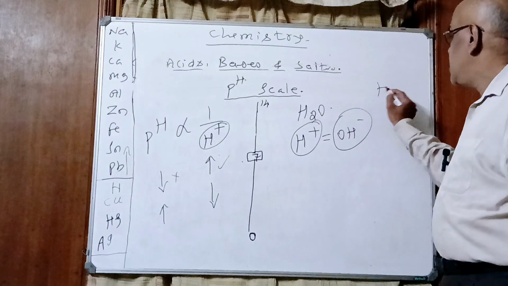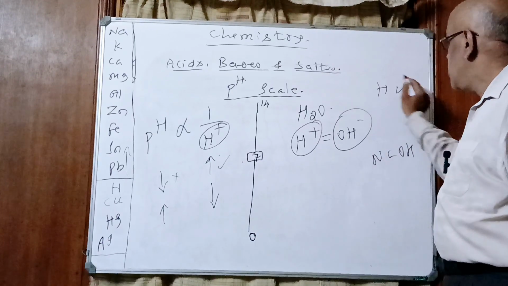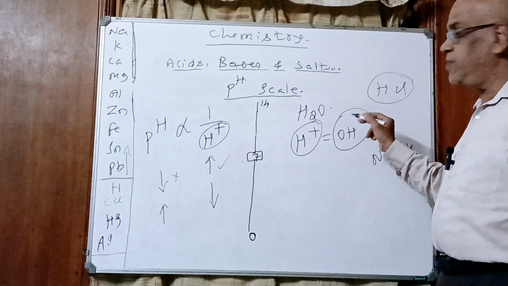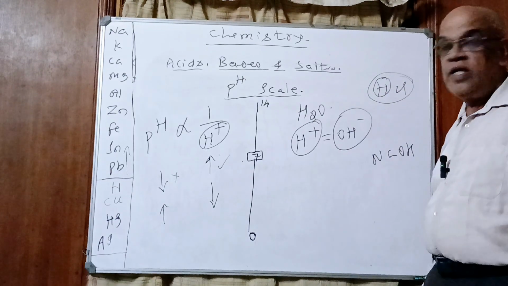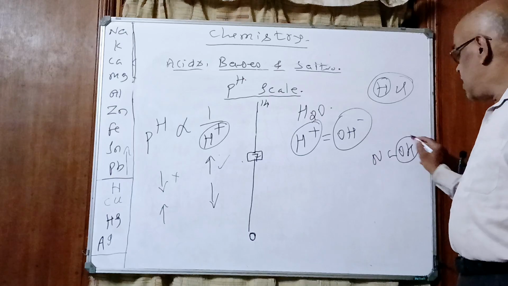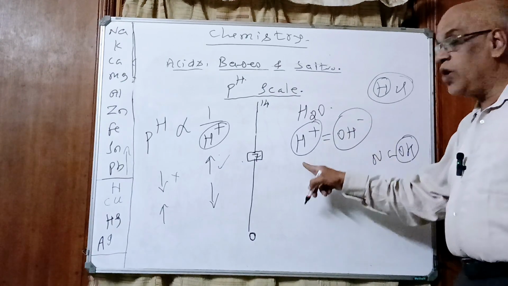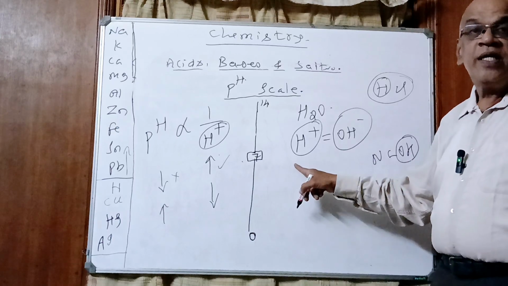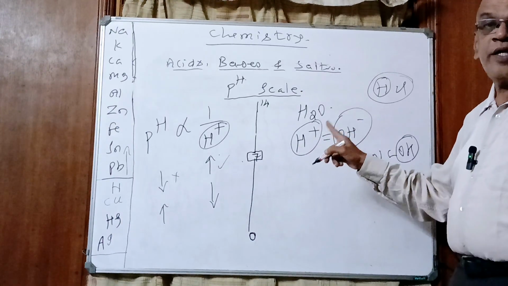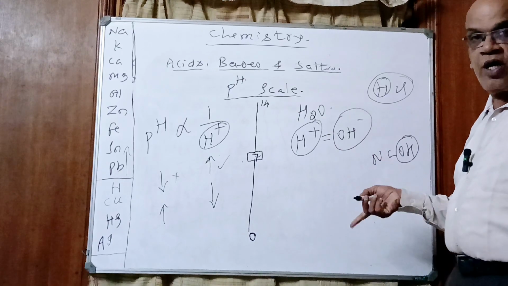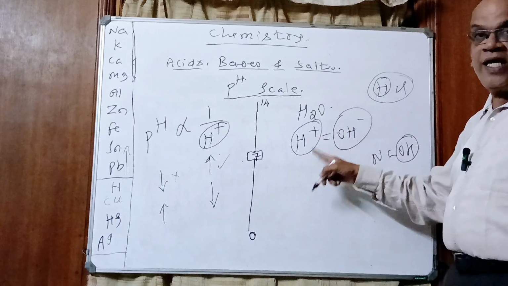Now, just now we discussed HCl and NaOH. HCl is an acid because it has a large amount of hydrogen ions. NaOH is a base because it has a large amount of hydroxide ions. What about pure water? Pure water is one which has equal amount of hydrogen ions as well as hydroxide ions, or we can say the concentrations of hydrogen ions and hydroxide ions are equal.